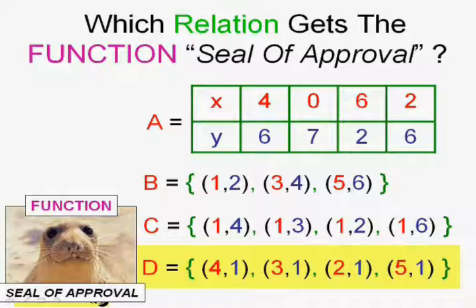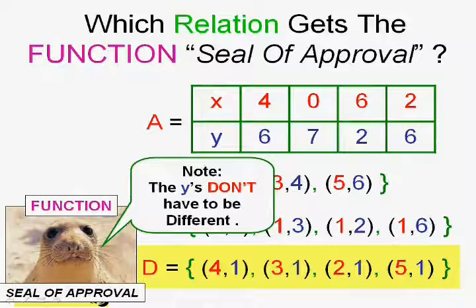Note once again, the y's do not have to be different. It's the x's that have to be different. Not fair, isn't it? But that's the way it works. Every x gets only one y, or every input has only one answer, if you would.